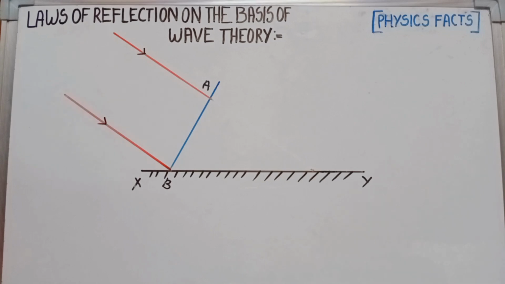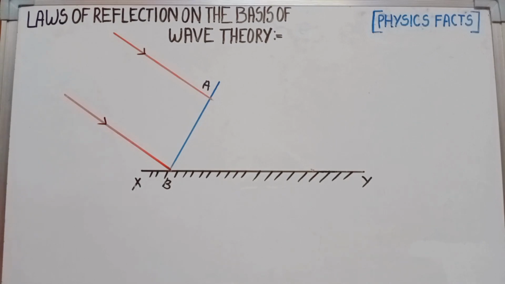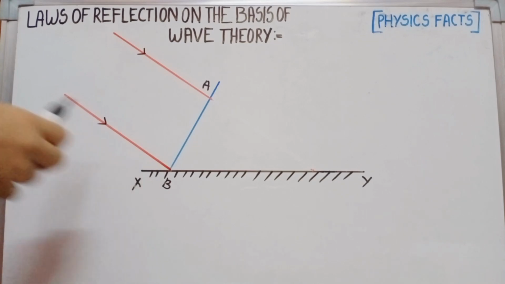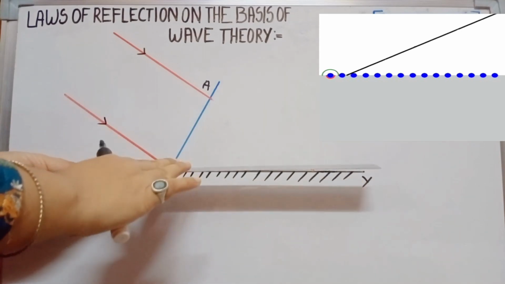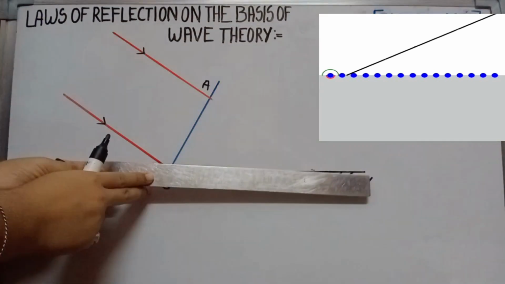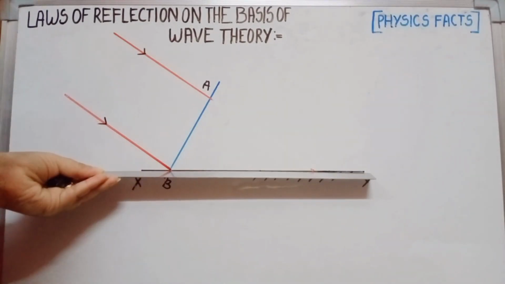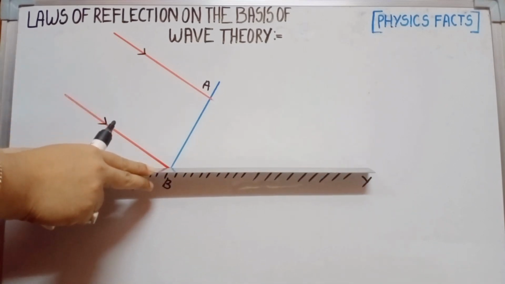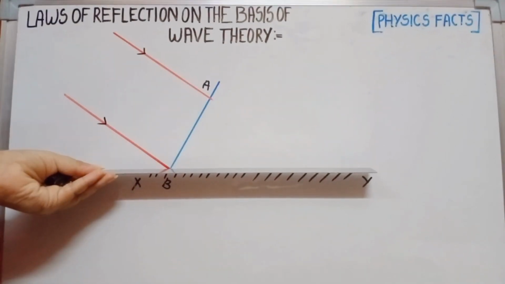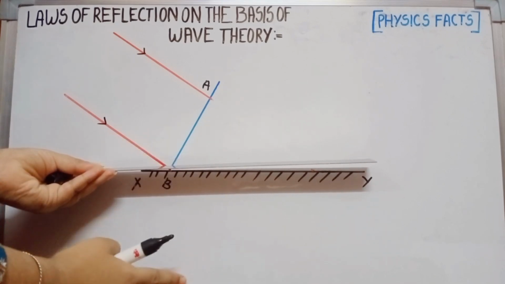So here we consider a reflecting surface XY and a plane wavefront AB. This is the plane wavefront. This reflecting surface is perpendicular to the plane of the board. It does not lie on the board; it is perpendicular to the plane of the board. In your exam, write that the reflecting surface is perpendicular to the plane of paper, because in your exam the paper is what you draw the diagram on.